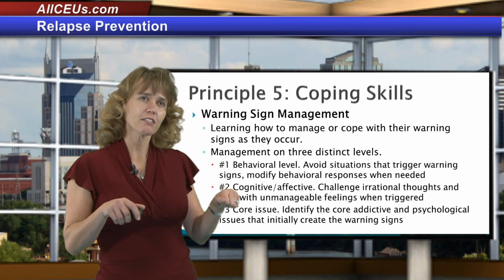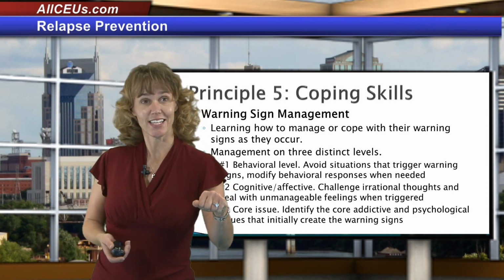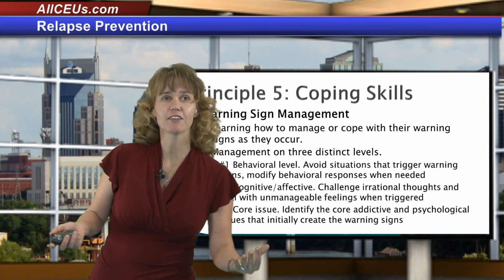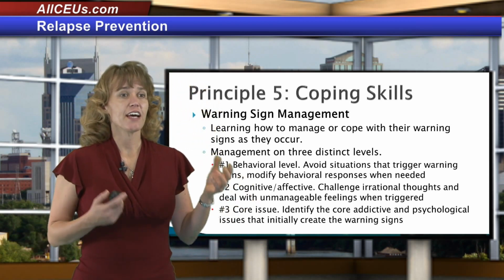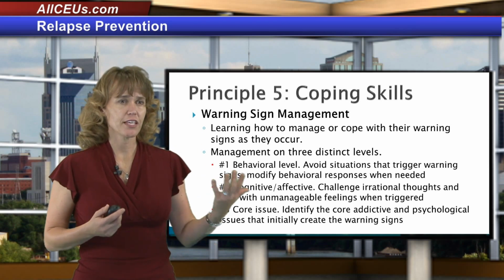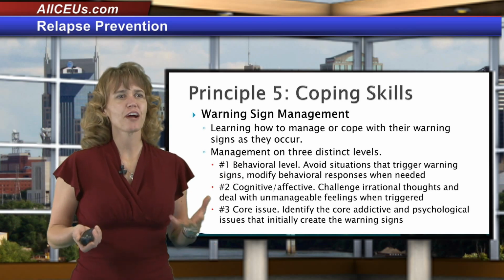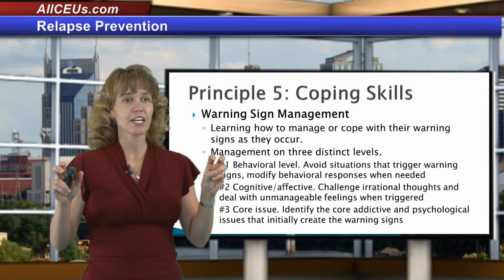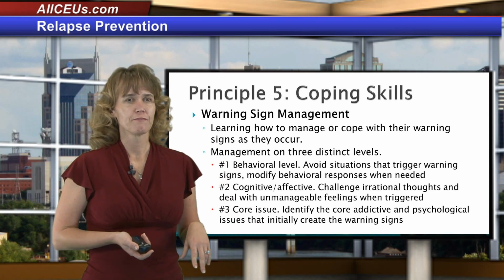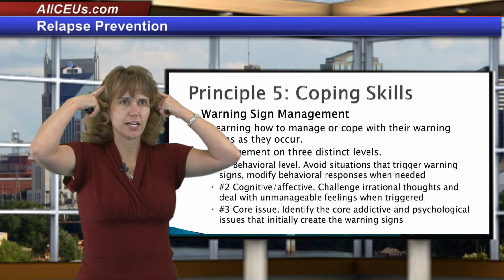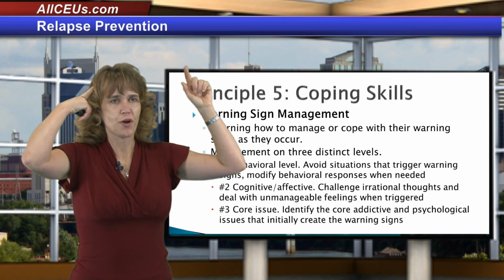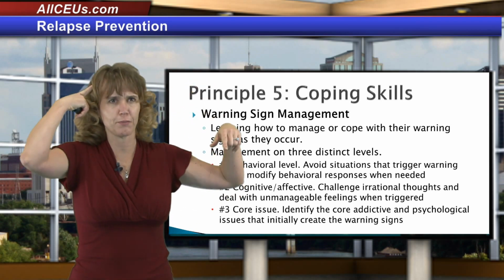If you're riding your bike along and you happen to run into a hornet's nest, you still don't want to get stung, so what do you do? Cognitive and affective, so how you think and how you feel. Challenge irrational thoughts and deal with unmanageable feelings when triggered. So first, challenge these tapes in your head that tell you you must do this. You have to be loved all the time. You have to be perfect.